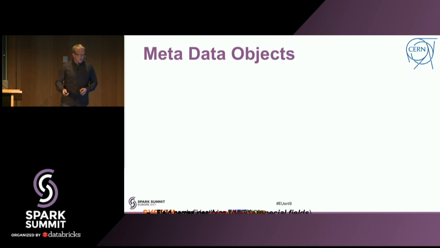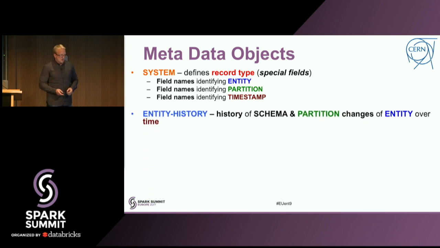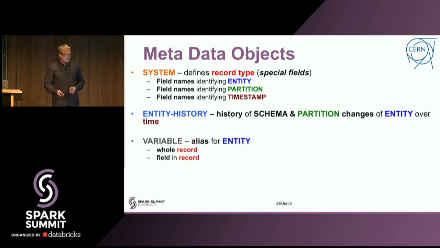This is quite obvious. On top of that, we have what we call a system. A system defines what the entity key, the partition key, and the timestamp key are in your record. Because we can have different people using this system, sending from different control systems, or sending records of arbitrary structure, and it is up to them what it means for them to have an entity key and a partition key. We keep, of course, the entity history, so all the schema changes and partition changes for an entity over time.